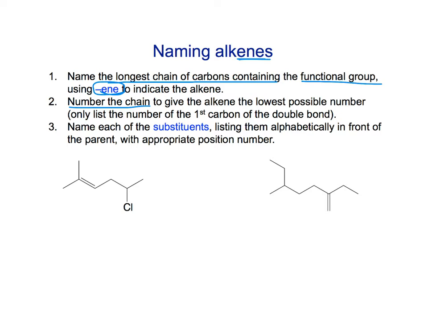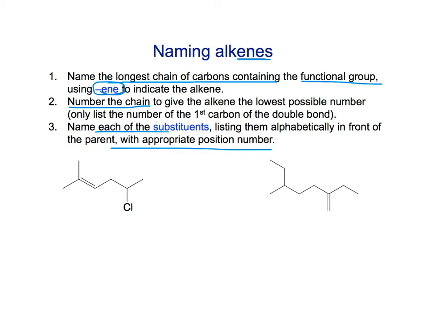We then name the substituents. We write the name just like we've done before, listing those substituents in alphabetical order in front of the parent, giving the appropriate position numbers. So let's just look at a couple of simple examples here.